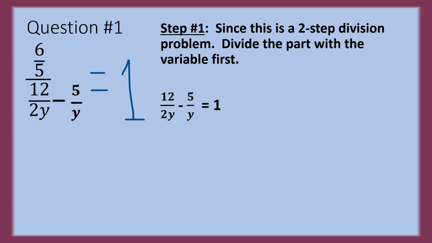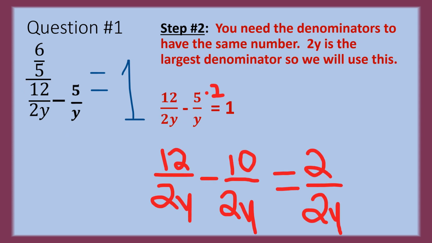This is a two-step problem. Why don't we take care of this bottom part first, and that's 12 over 2y minus 5 over y. So 12 over 2y minus 5 over y equals 1. And you can see right now that you do not have a common denominator. Okay, you don't. So you've got to get one.